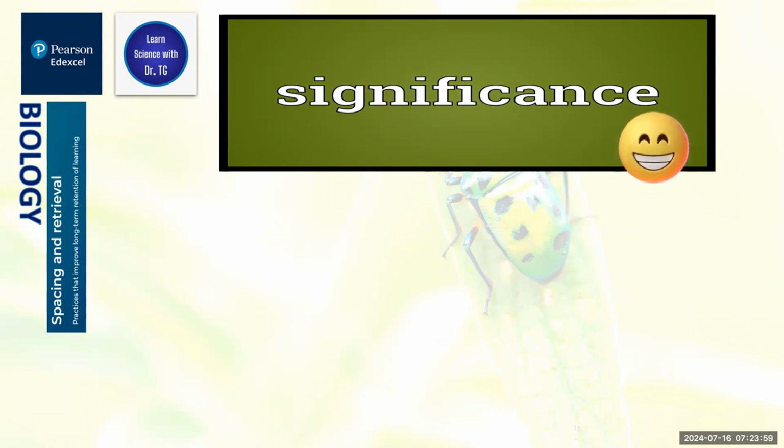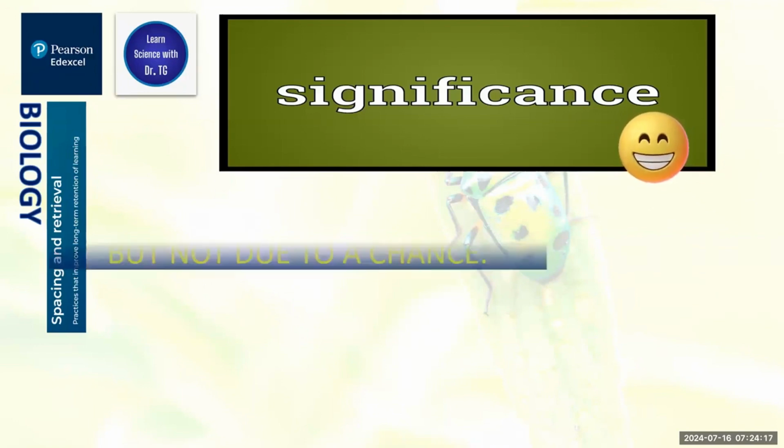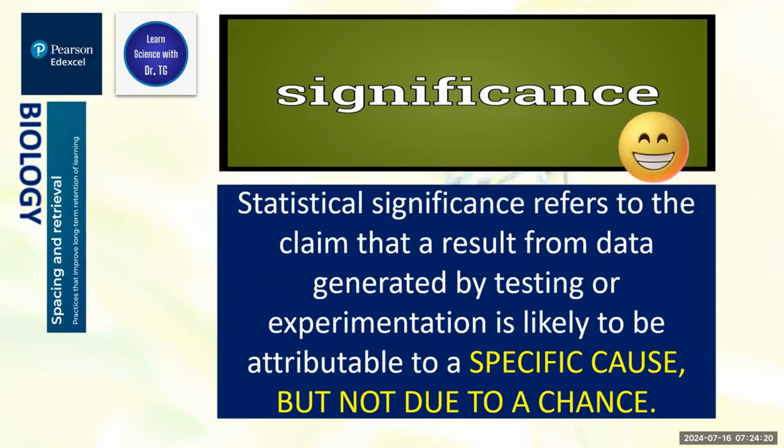So you should understand the meaning of significance. The meaning of significance is that it did not happen due to a chance. It happened due to a scientific reason. So, statistical significance refers to the claim that a result from data generated by testing or experimentation is likely to be attributed to a specific scientific cause or reason, but not due to chance.